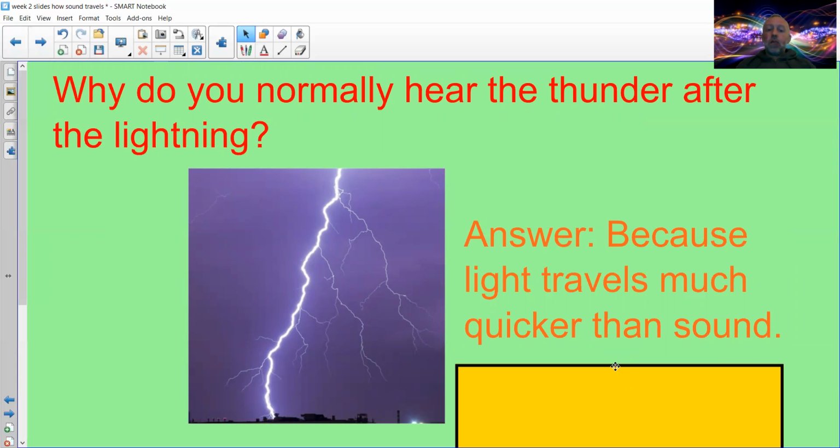And what happens is that, let's say there's a lightning storm going on 5 miles away. You see the lightning straight away because light travels incredibly quickly. You see it almost instantly, whereas the sound takes longer to travel. So the lightning happens, but the sound takes a while to get to you. And then a few seconds later, you hear the thunder. So that's why the thunder comes after the lightning. They actually come together. It's just the light gets there much quicker than the sound.